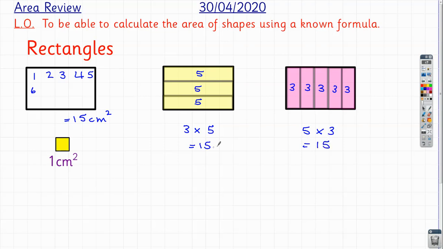So there are 3 different ways of thinking about the area of a rectangle, and the quickest way is to do the length, which in this case was 5, and the width, which is 3, and you can call them base or height, it doesn't really matter, and you multiply those 2 dimensions together. So the area of a rectangle is the length multiplied by the width.